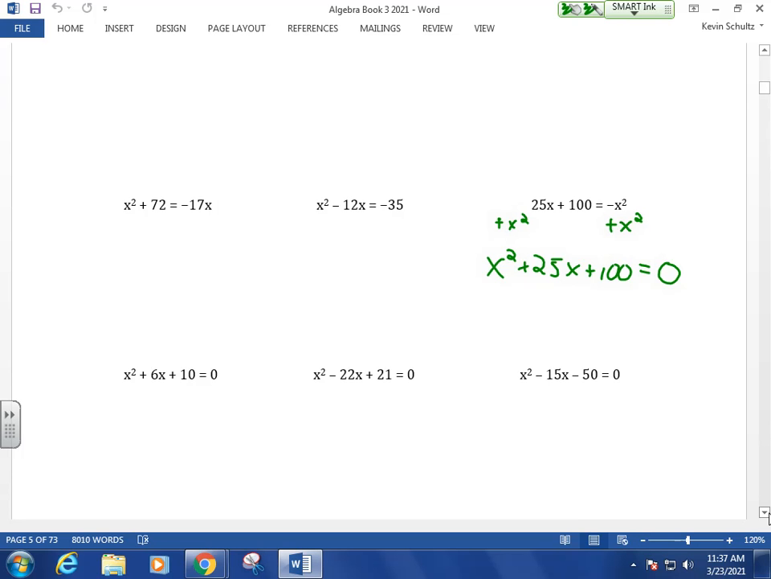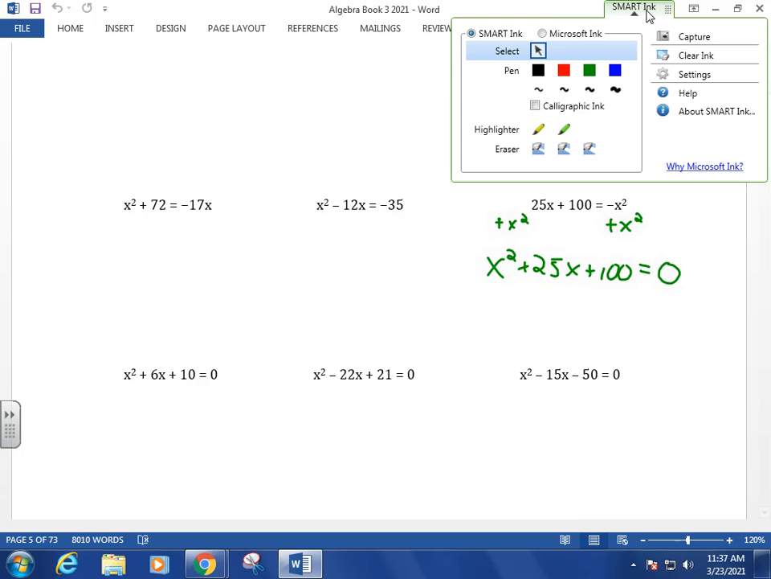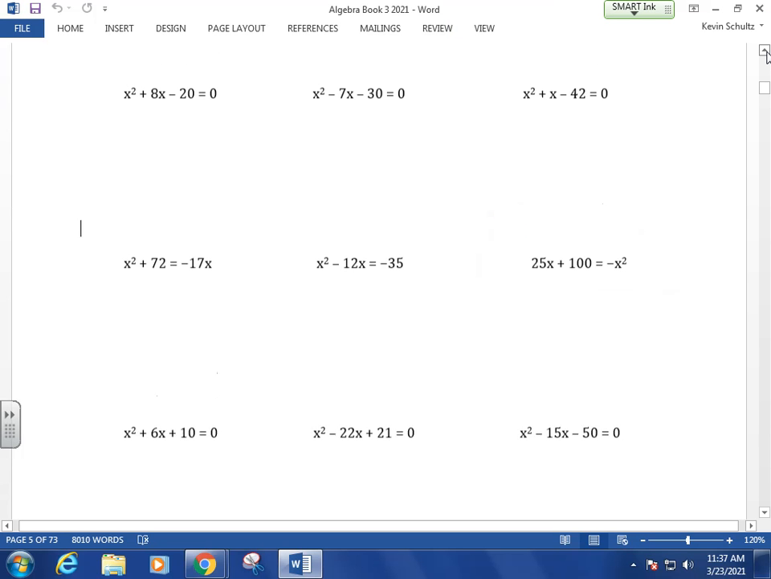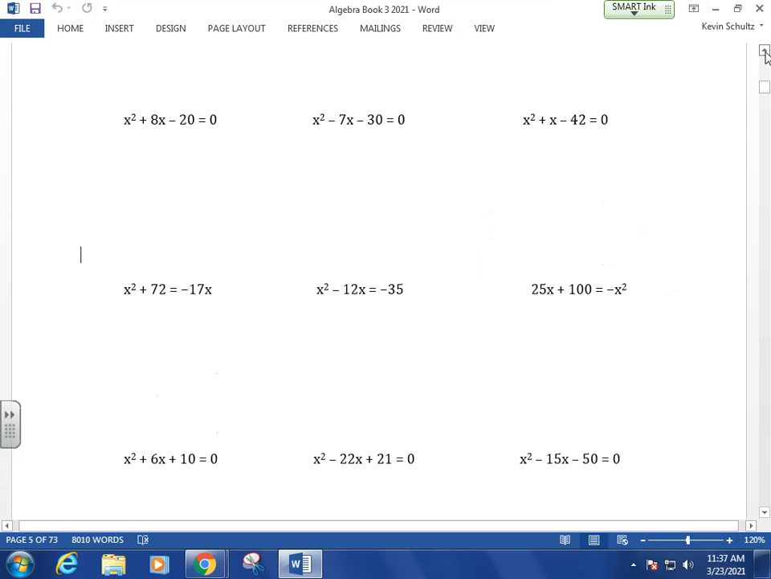One final thing that came up in the last class was just more of a reminder than anything else. This one here, x squared plus x minus 42. What's your coefficient to that x term there? 1. Okay, so you're looking for factors of 42 that add or subtract to make a positive 1. Right? It's not written, but it's a coefficient of 1.